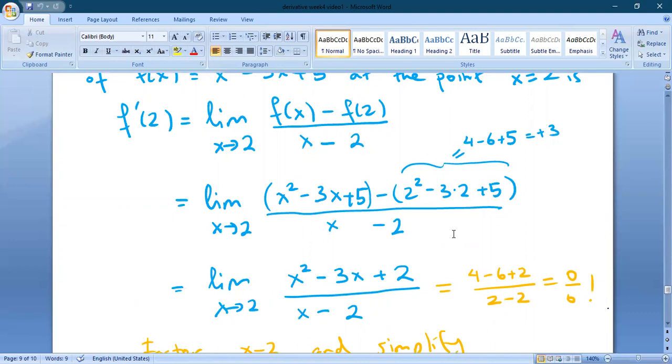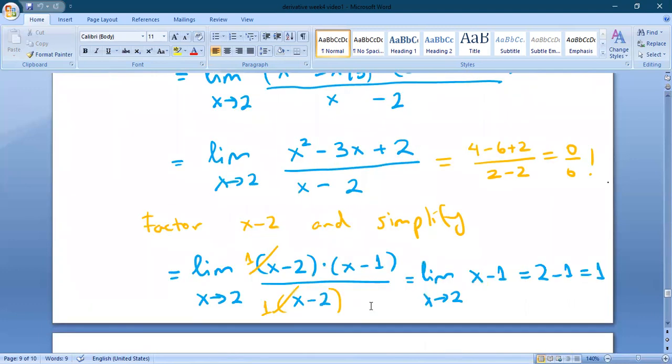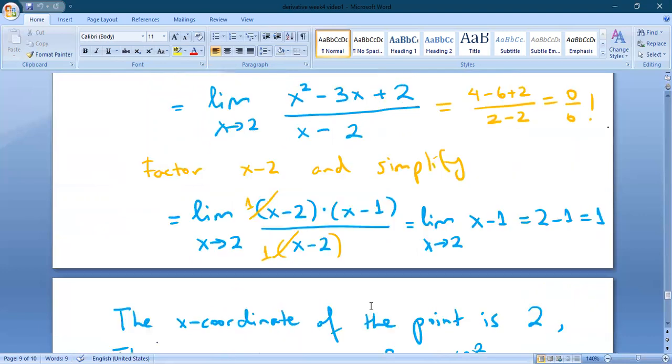So if we take the limit of this expression, we are going to have 0 over 0. So what do we do in the 0 over 0 cases? We factor something and then we simplify. Of course, we need to factor x minus 2 because if we can factor x minus 2 on the top, then we can simplify it with x minus 2 on the bottom. And exactly, we can factor x minus 2 on the top. So when we simplify the x minus 2's, we have the limit of x minus 1 as x goes to 2, which is 2 minus 1, that's equal to 1.